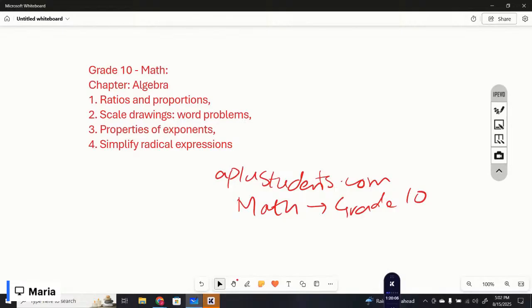There you can find a list of the chapters. We're going to start with the chapter Algebra. The lessons we're going to cover today are ratios and proportions, scale drawings, word problems, properties of exponents, and simplify radical expressions. So please make sure you have your notebook and pencil so that you can note down the important examples and definitions as well.